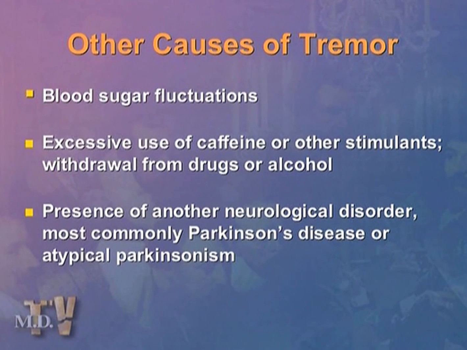You always have to worry about people getting hypoglycemic, or the blood sugar being low, or having excessive caffeine, or withdrawing from drugs or alcohol, or having too much alcohol. Other neurological disorders are also associated with tremor, but Parkinson's and atypical Parkinson's is really the most common. Now, is the patient that comes to me having essential tremor, or are they having Parkinson's disease?